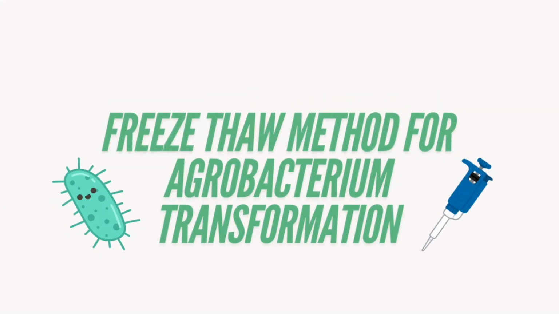In today's video, we'll be discussing the key technique in plant molecular biology or plant biotechnology, that is the freeze-thaw method for Agrobacterium transformation. As we know, Agrobacterium is a gram-negative soil-borne pathogenic bacteria that has a unique ability to transfer part of its DNA, called tDNA, into the plant cells.